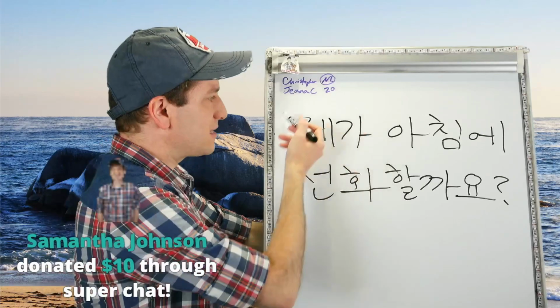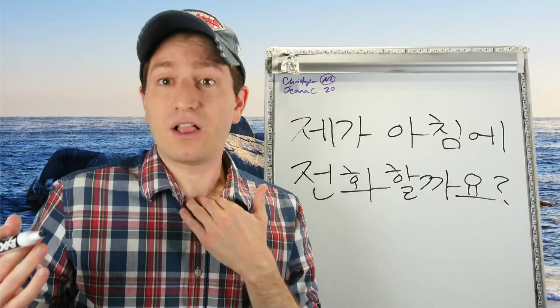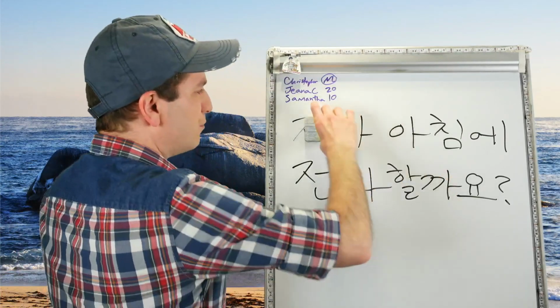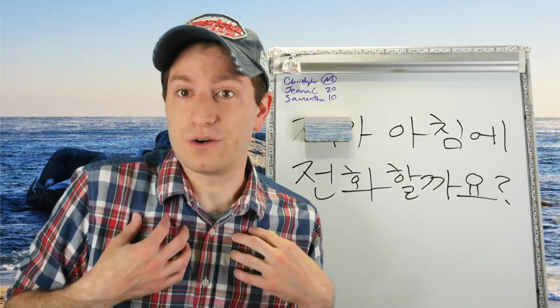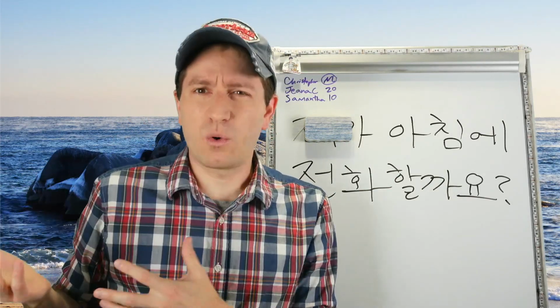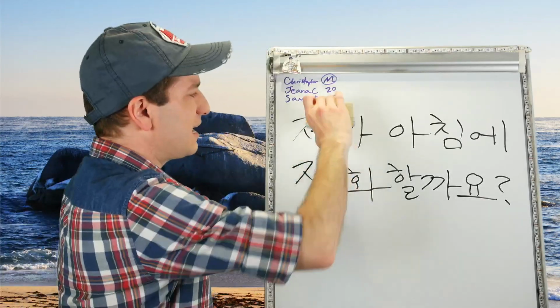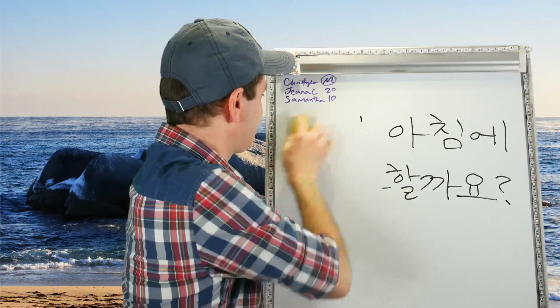Now, since it is 제가, we know this doesn't mean shall we, but shall I. But if we were to remove this, it no longer means necessarily shall I or should I. That could translate as shall I or shall we. So adding 제가 makes it clear that I mean shall I.